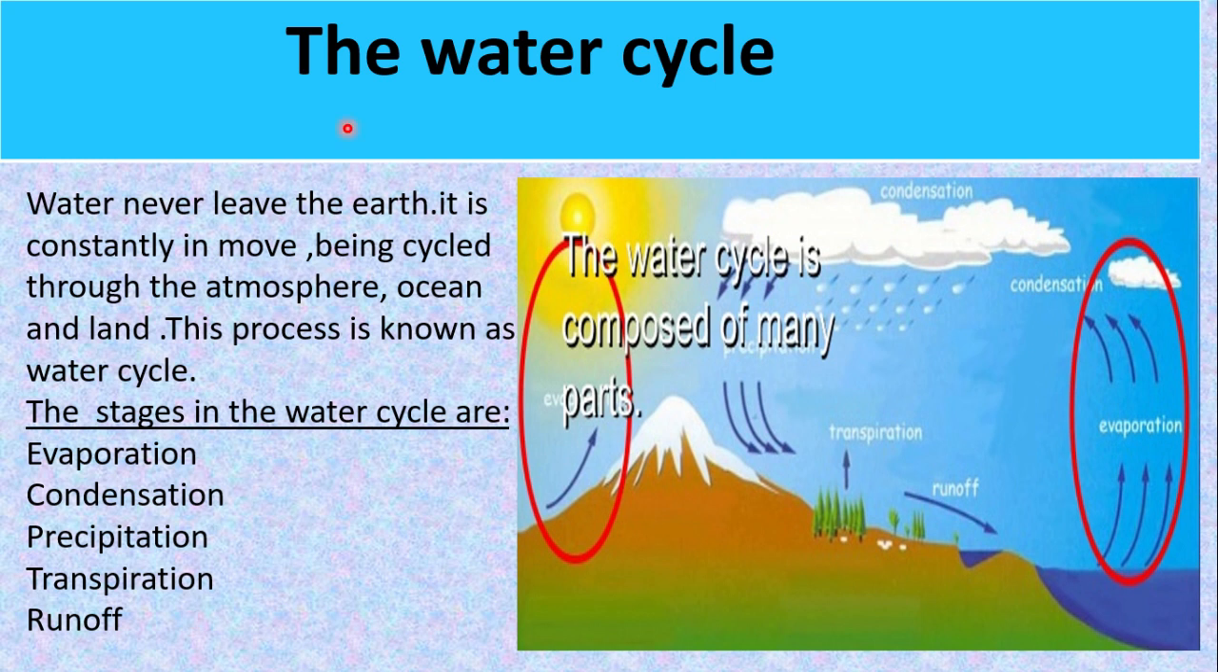What is the water cycle? Water never leaves the earth. It is constantly in motion, being cycled through the atmosphere, ocean and land. This process is known as the water cycle. The water cycle is composed of many parts.